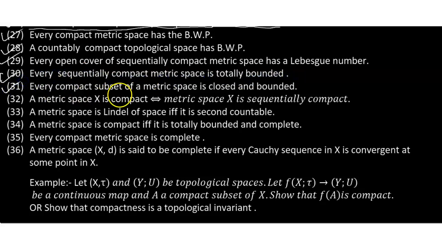Every sequentially compact metric space is totally bounded. Every compact subset of a metric space is closed and bounded. A metric space X that is sequentially compact is compact. A metric space is Lindelöf if it is second countable. A metric space is compact if and only if it is totally bounded and complete. Every compact metric space is complete, and a metric space (X, d) is said to be complete if every Cauchy sequence in X is convergent to some point in X.